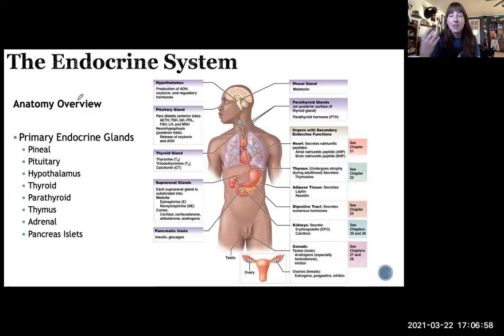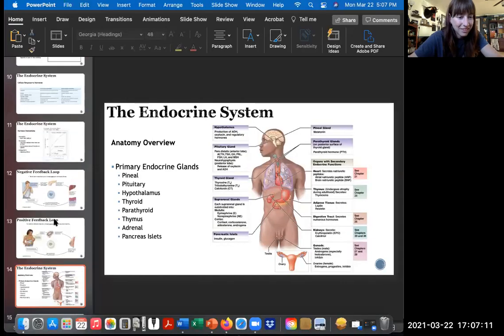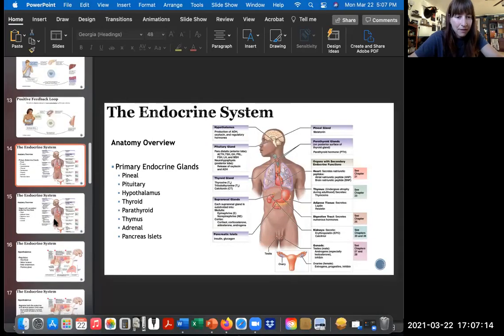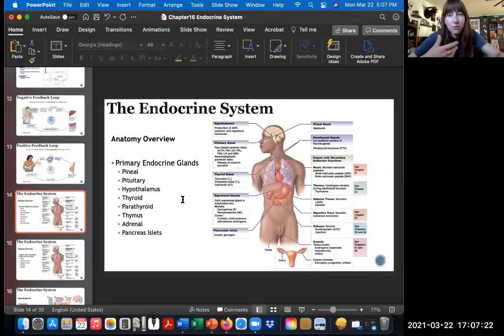All right, so let's get into some of the anatomy of the endocrine system. Let me make sure I haven't gotten too far ahead of myself here. Oh, actually, this is perfect. I'm going to end here, and then I will pick up right where we left off with the anatomical overview of what glands and organs are part of our endocrine system, okay? So that concludes part 1 of chapter 16. Stay tuned, and we will continue here shortly.